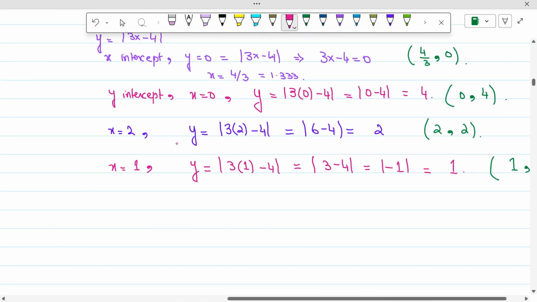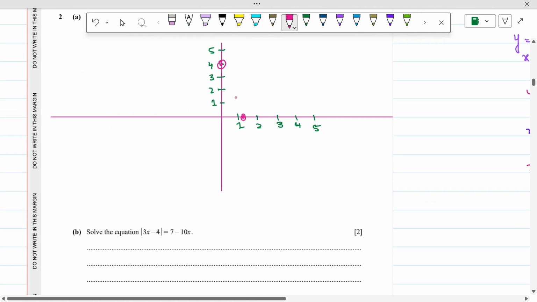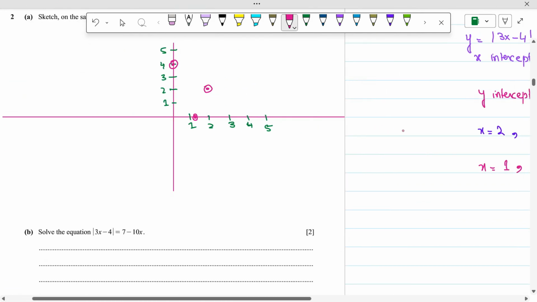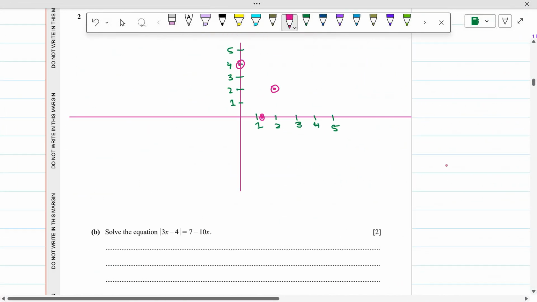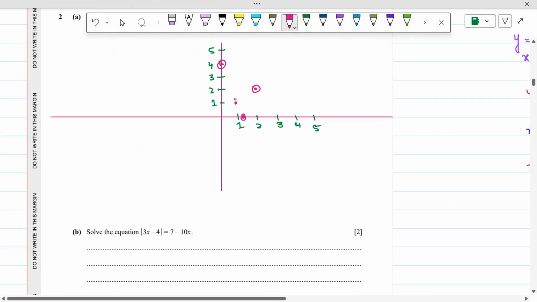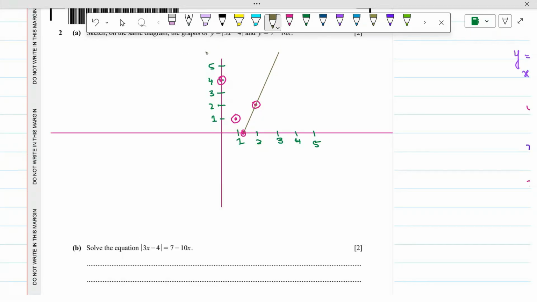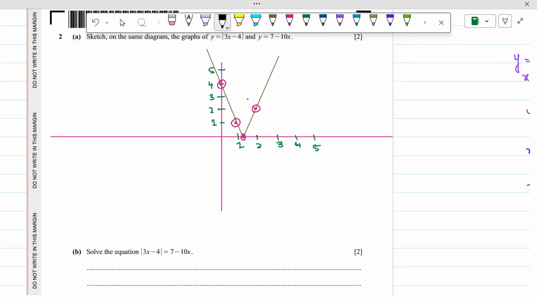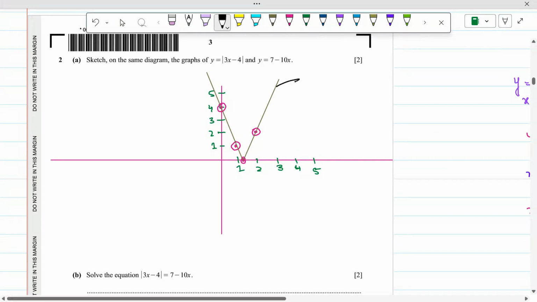Similarly, we have another point when the x coordinate is 2, the y coordinate is also 2. So 2 and this one is 2. Similarly, when the x coordinate is 1, the y coordinate is also 1. Okay, plotting. Okay, joining these points also. So this is the graph of y is equal to the absolute value of 3x minus 4.